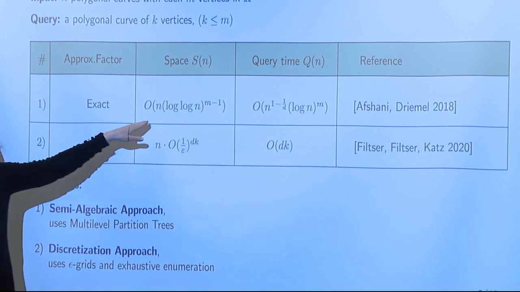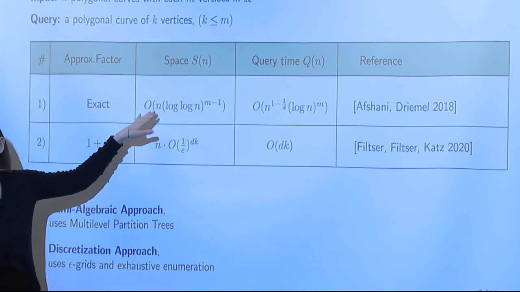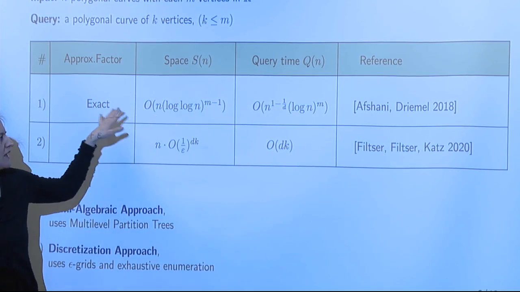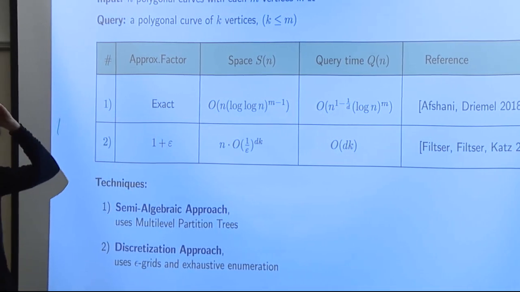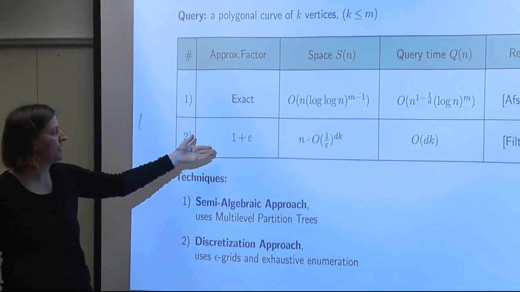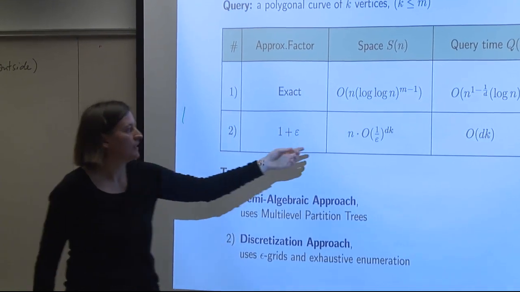But we'll see that this is actually tight for range reporting. So you cannot do better for exact range reporting, at least in dimension 2. And then the approximate version: if you are interested in just returning a 1 plus epsilon approximate near neighbor, then you can do much better.